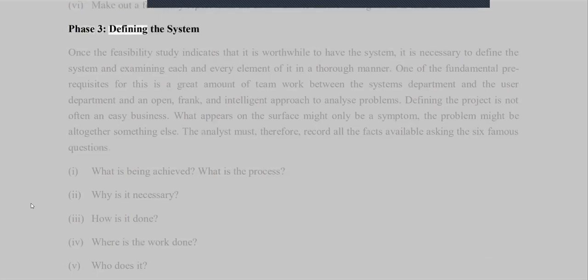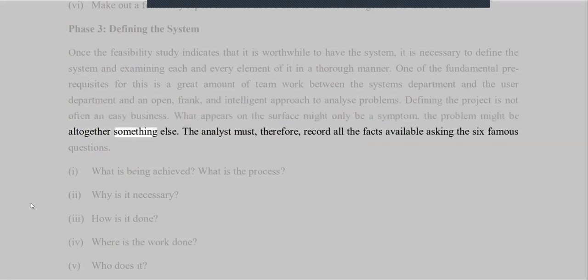Phase 3. Defining the system. Once the feasibility study indicates that it is worthwhile to have the system, it is necessary to define the system and examine each and every element of it in a thorough manner. One of the fundamental prerequisites for this is a great amount of teamwork between the systems department and the user department and an open, frank, and intelligent approach to analyze problems. Defining the project is not often an easy business. What appears on the surface might only be a symptom. The problem might be altogether something else.